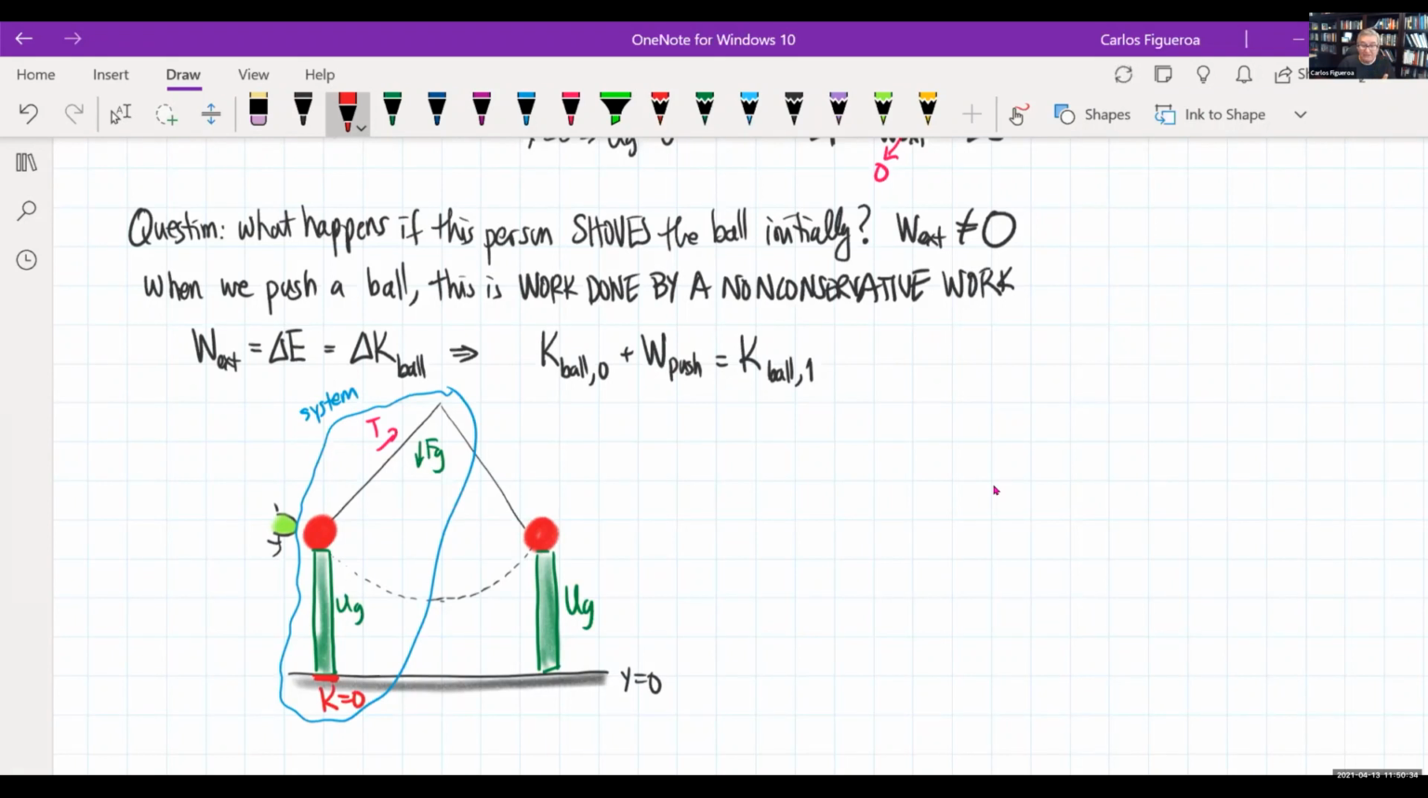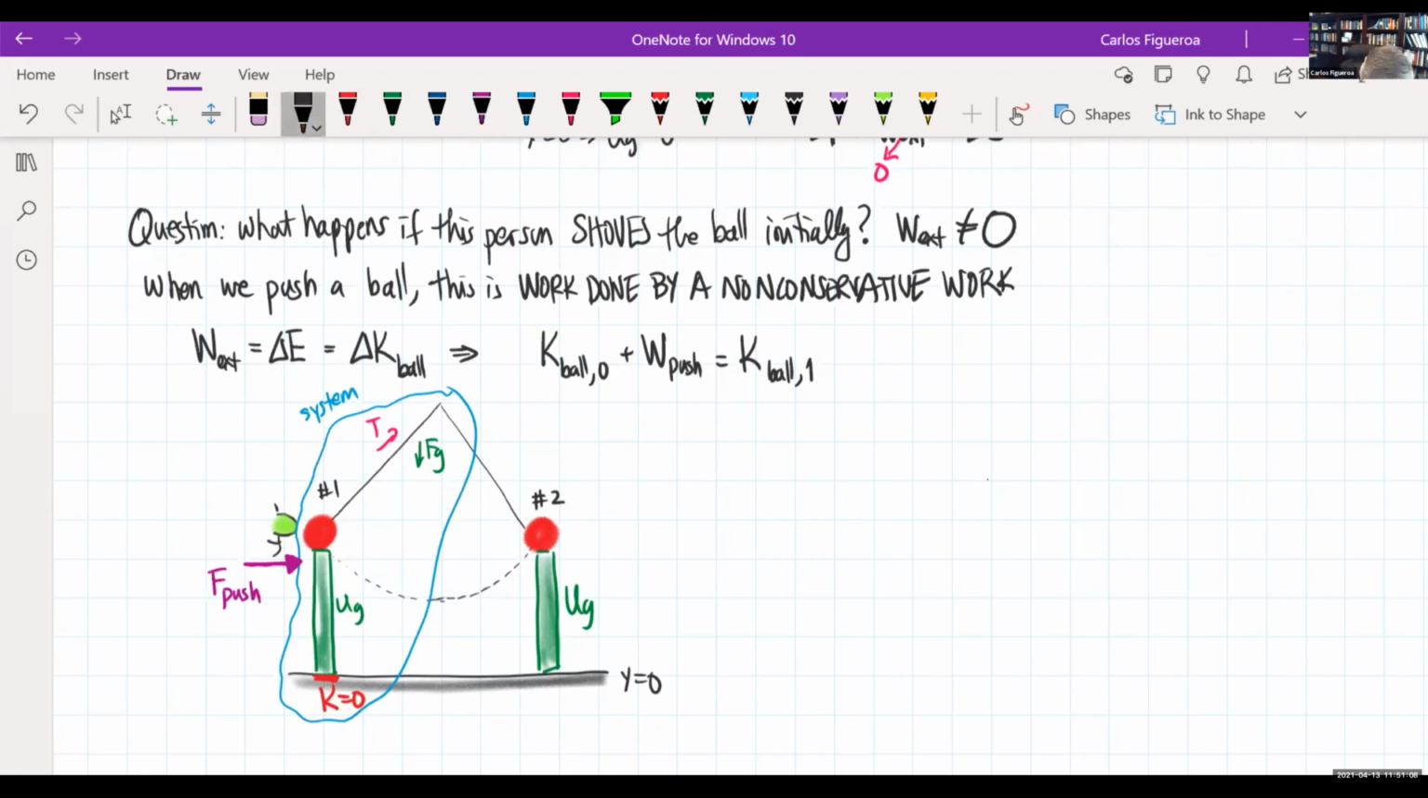But now something else happens. I'm going to call this what? State number 1, state number 2 here. So now what I'm going to do here is that there's going to be external work now. That means this person is going to apply a push. So that force now adds energy to the system here.